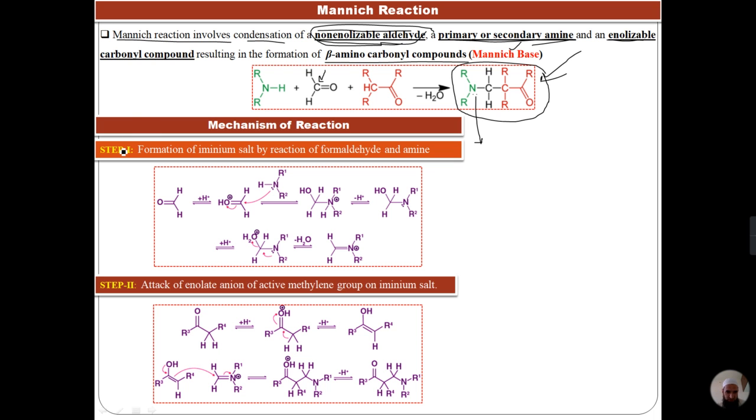Mechanism में हमारे पास there are two steps. Step 1, formation of iminium salt. Remember this, iminium salt starts with I, iminium. Whenever you have a compound which possesses C double bond N, and then we have a plus charge on this N, now such compounds we call them imines or iminium compounds. So the first step, we have to form the iminium salt. कैसे बनेगा ये? By the reaction of formaldehyde and amine.